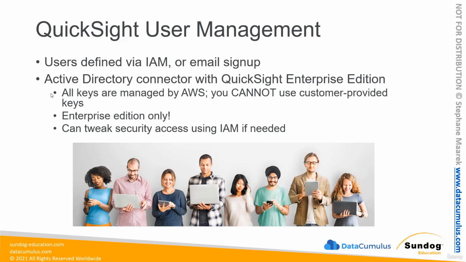Now what you can do is set up different groups of users that correspond to Active Directory user groups and tweak their security access using IAM if you need to. So you can still set up groups of users through Active Directory and tweak what they can and cannot access using IAM. So the takeaway here is the base starting point of security in QuickSight is IAM. You can use that to define what users can or cannot do. Email sign-up is an option. And if you're using Enterprise Edition, you can use Active Directory Connector, but remember the keys are all managed by AWS. You cannot use customer-provided keys, and it is only supported in the Enterprise Edition.